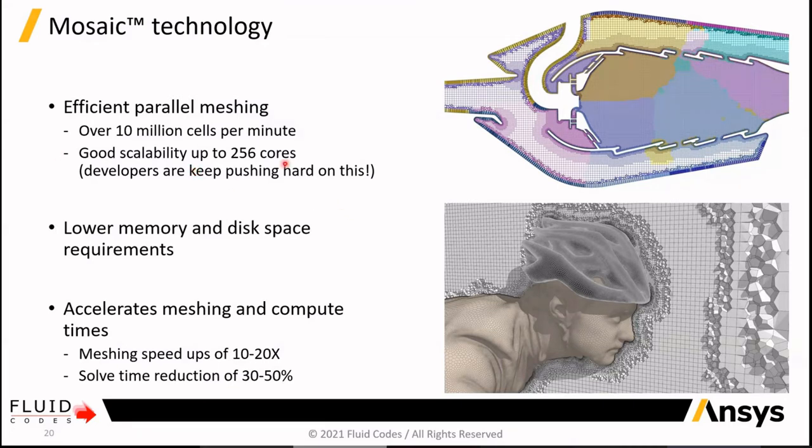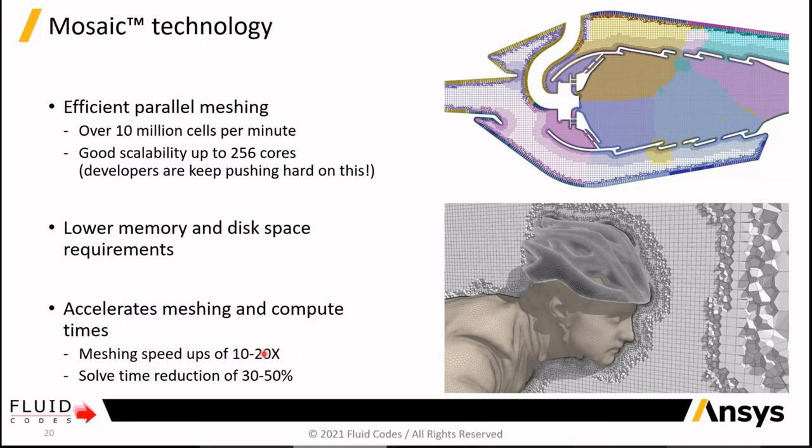As I mentioned, we have good scalability, and this is the current range, up to 256 cores of almost linear scalability, but developers are pushing harder and harder on this, of course. And because of this reduced cell count, we also have advantages in memory and disk space when we are writing the results or executing the simulation. And then finally, to speed up the process.